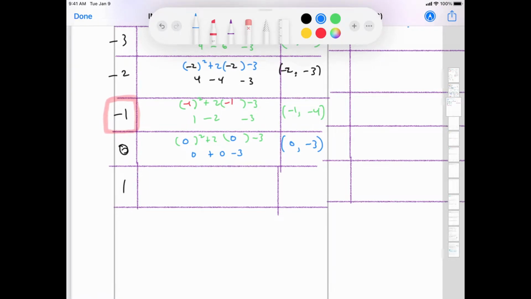And our last one is 1. Let's go ahead and put a 1 in there. This will get me 1 plus 2 minus 3, and that'll give me 3 minus 3, which is 0.